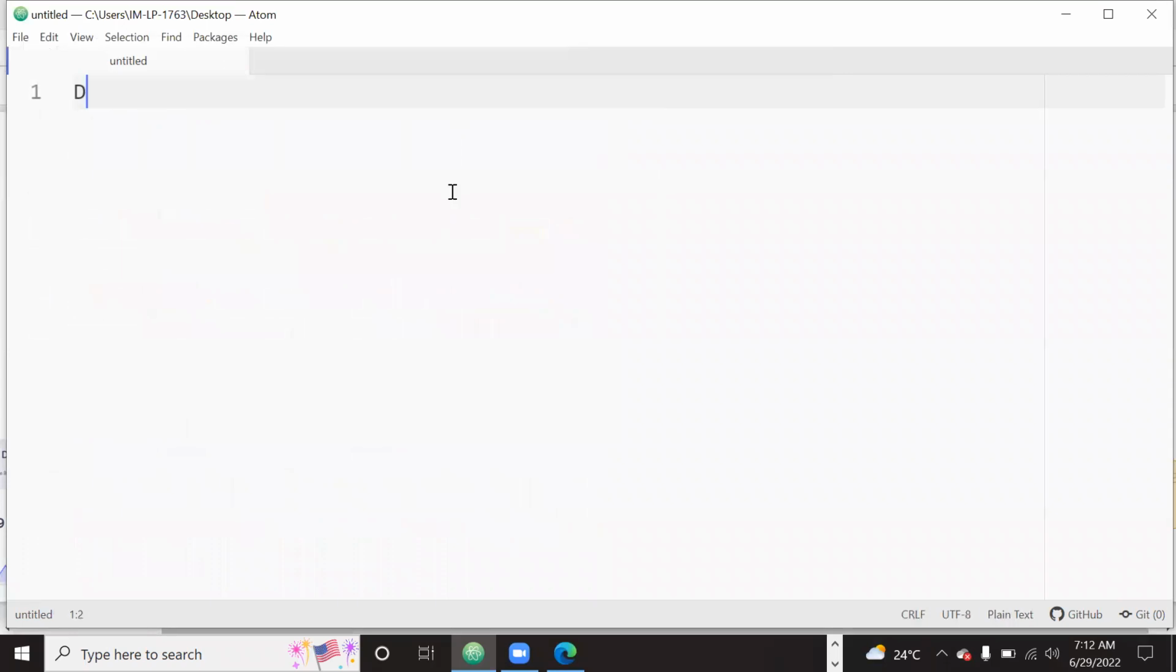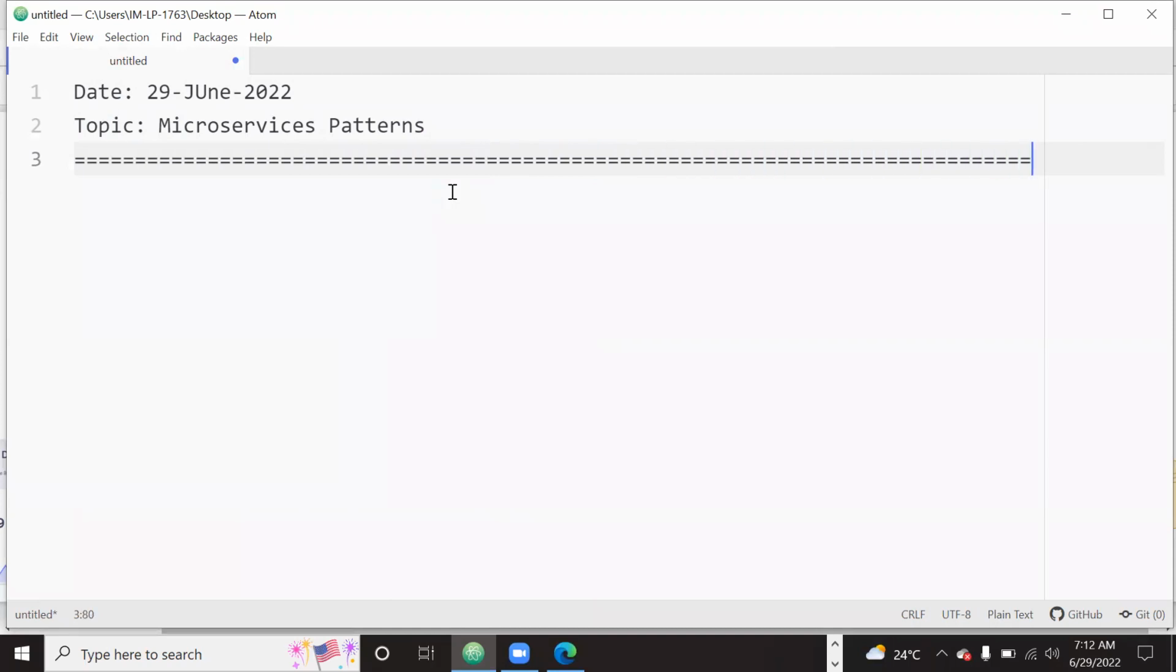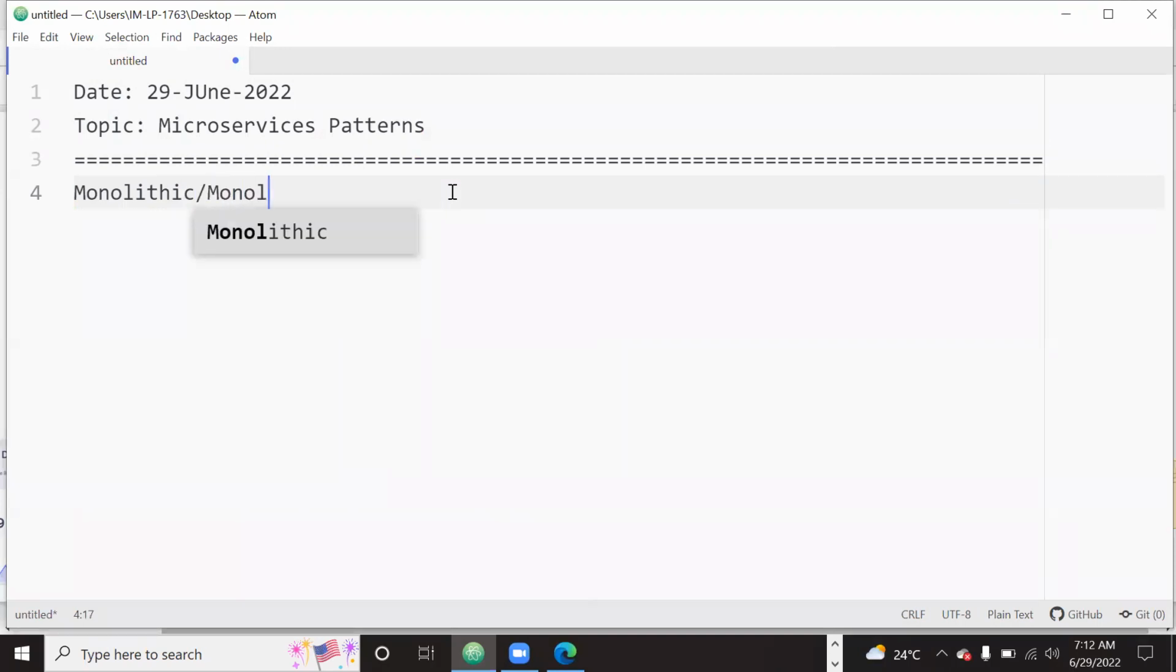Fine. So the date is 29 June 2022. The topic is microservices patterns. In these microservices patterns, what are we trying to understand? We are trying to understand the monolithic or monolith application.